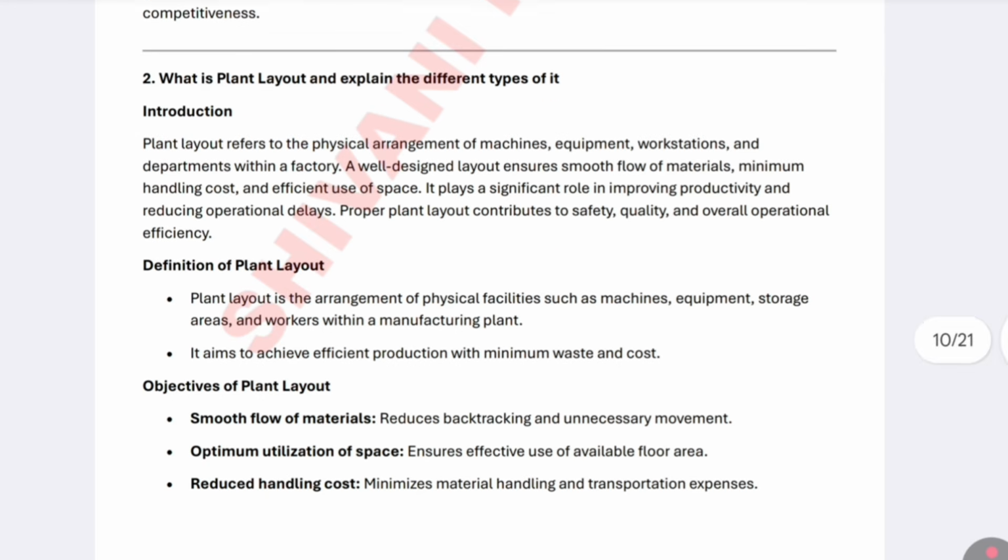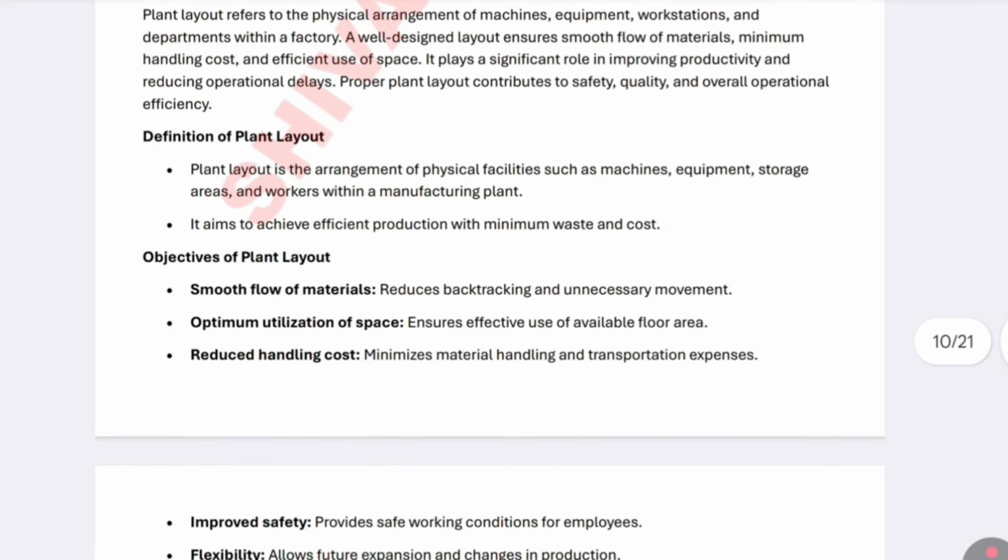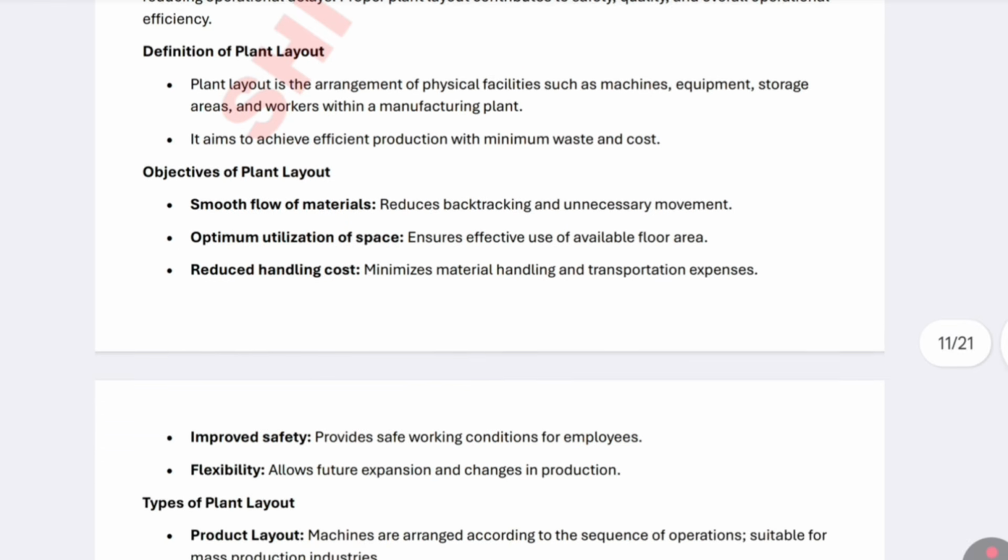Easy meaning. So what is the definition of it? Whatever physical arrangements we are doing, like equipments, machines, storage areas and etc., it will be able to achieve effective production with the minimum wage and with the minimum expenses or the minimum cost. Okay, what are the objectives of this plant layout?